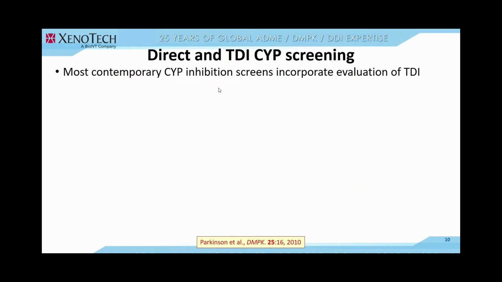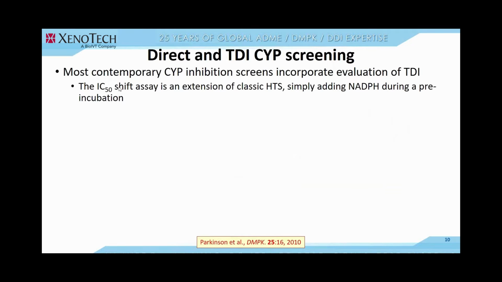Most contemporary CYP inhibition screens actually do incorporate evaluation of time-dependent inhibition. And if you consider the IC50 shift assay, a very popular example in high throughput screening, it's simply an extension of that. It just adds NADPH during a pre-incubation. And you don't have to have the full 7 concentrations. You can do this at maybe 3 or 4 concentrations. I've seen multiple setups for those high throughput screening assays.